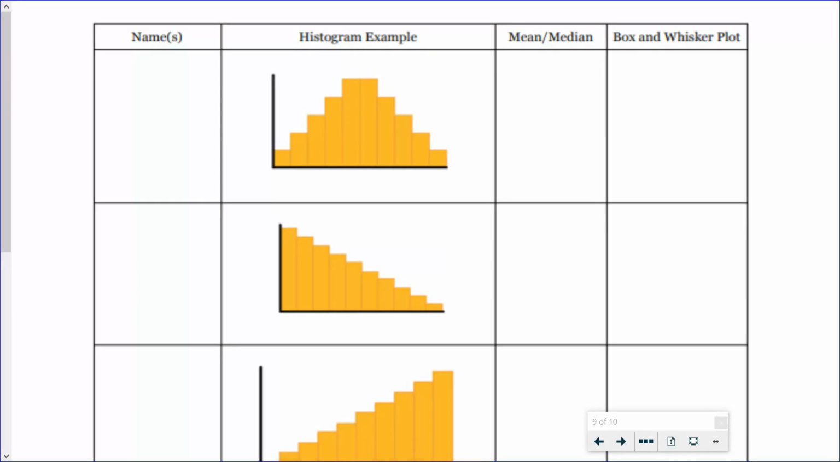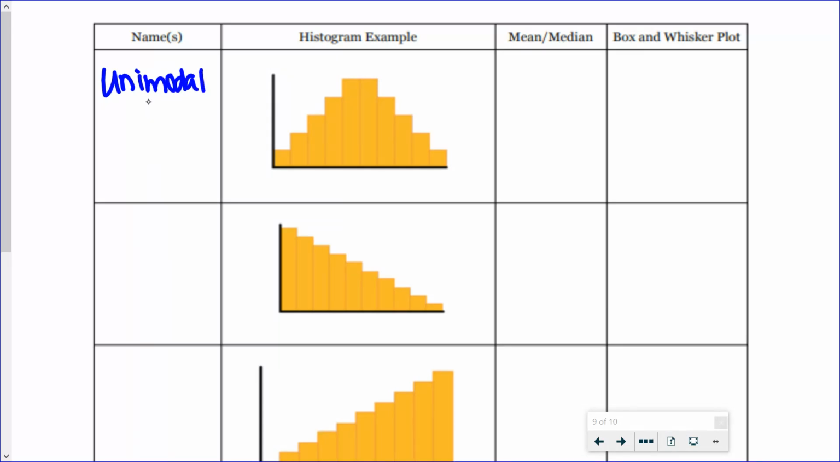We're going to look at some different types of histograms and some qualities about them that are important for us to be mindful of, okay? Now, our histograms, maybe the most common or desired is what we call a unimodal.